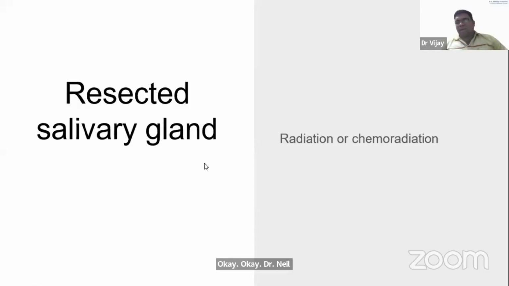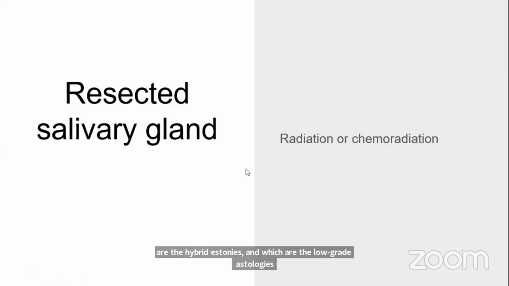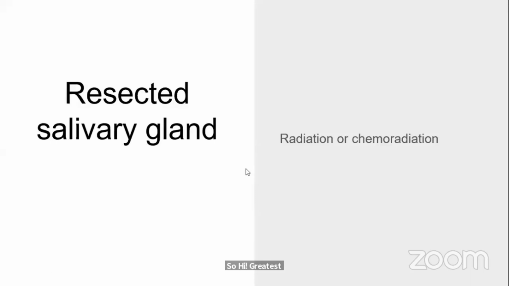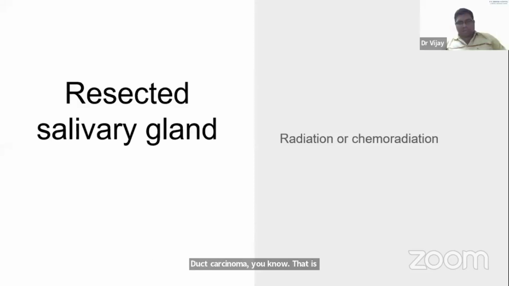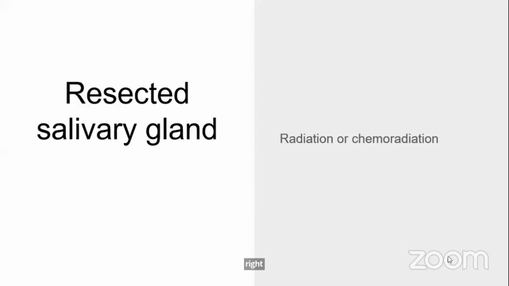Dr. Neha, let me get you here. For the benefit of the students, can you tell in simple words which are the high grade histologies and which are the low grade histologies? So high grade histologies, thank you Vijay for that question. The first and foremost to remember will be salivary duct carcinoma. That is the highest grade histology. Then there are high grade variants of almost all the salivary gland tumors.